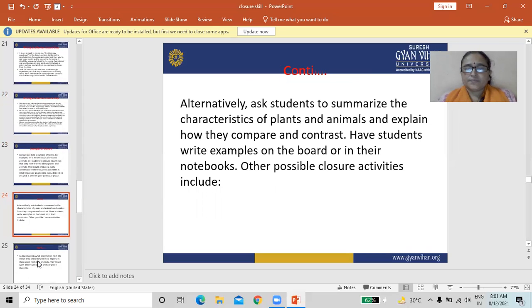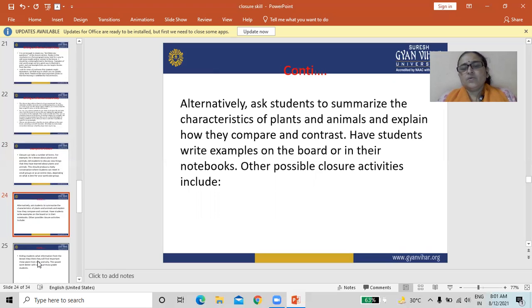Alternatively, ask students to summarize the characteristics of plants and animals and explain how they compare and contrast. Have students write examples on the board or in their notebooks.